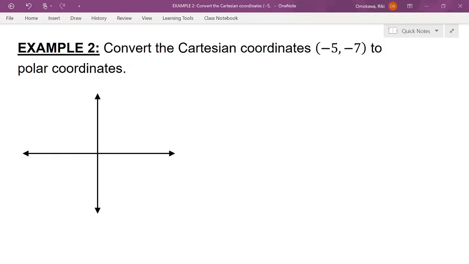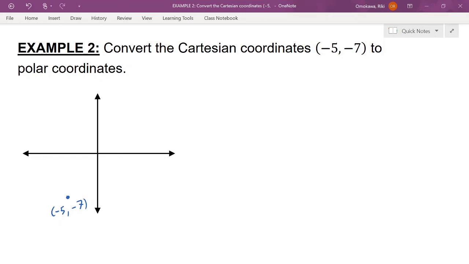Okay, so now what about going the other way? Convert the Cartesian coordinates, negative 5, comma, negative 7, to polar coordinates. So again, going this way is a little harder, and you really should be sketching the situation. So negative 5, negative 7, let's say that's around here. In Cartesian coordinates, negative 5, so left 5, negative 7, down 7.